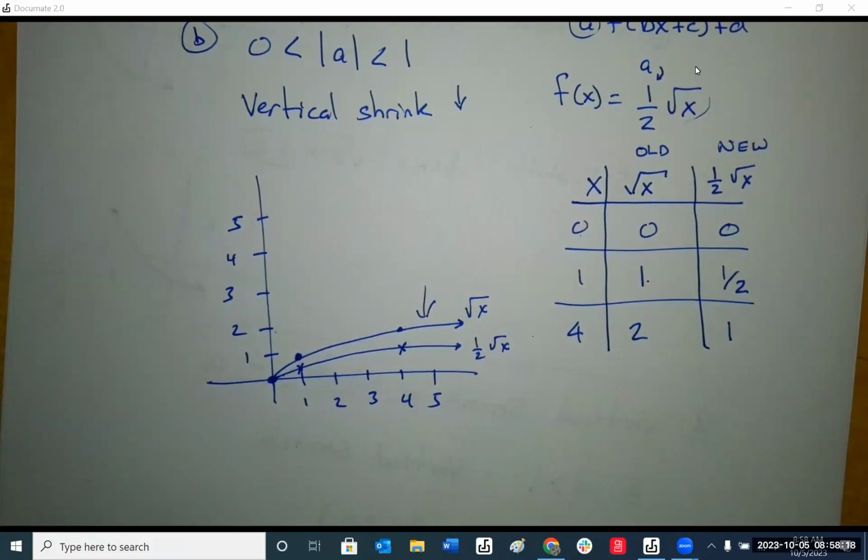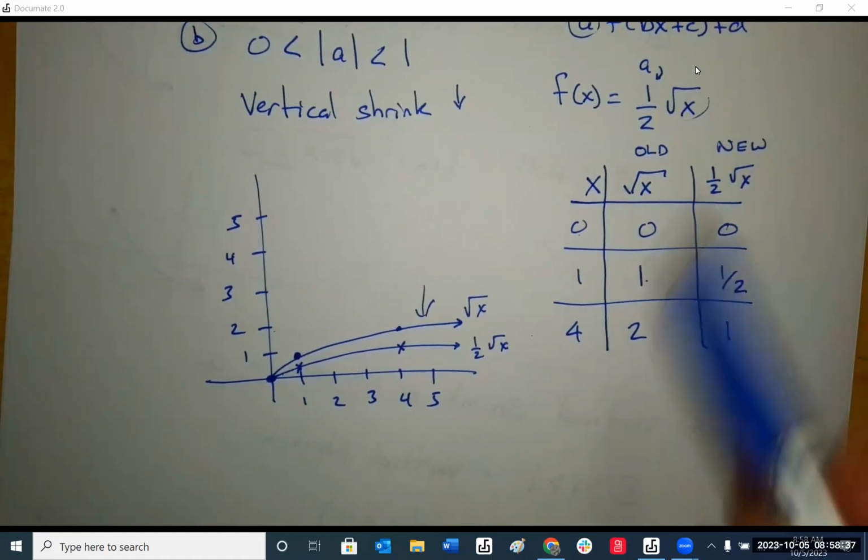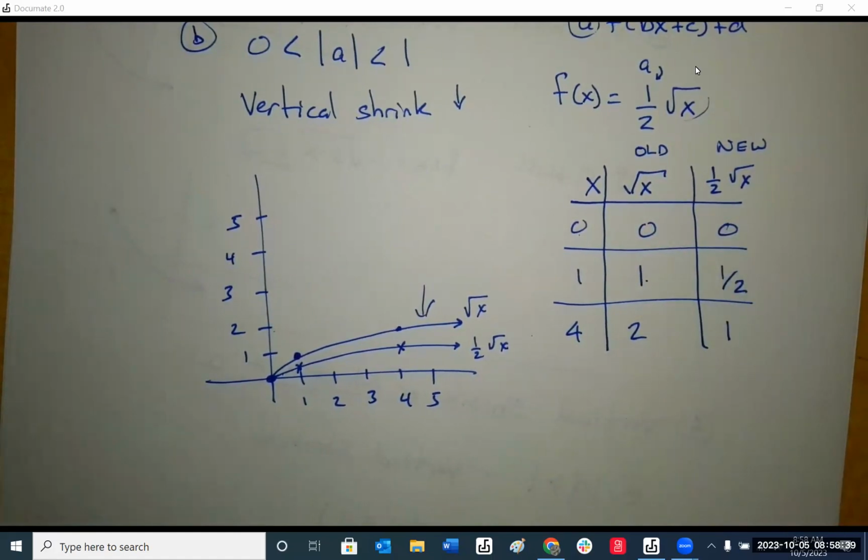So if the coefficient in front of your function is a fraction, then you know it's going to be shrunken. But again, you see how important it is to know the basic function already? Because if you know the basic function, you know what the basic shape of the curve is going to be. You don't have to go looking for it or make your own tables. You know what it's going to look like. Okay, so that was vertical shrink and stretch.